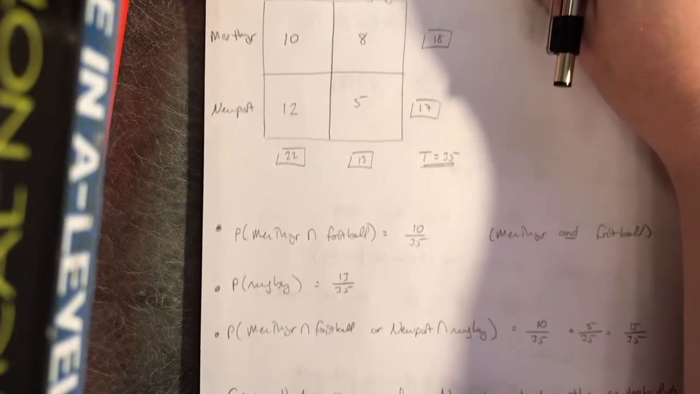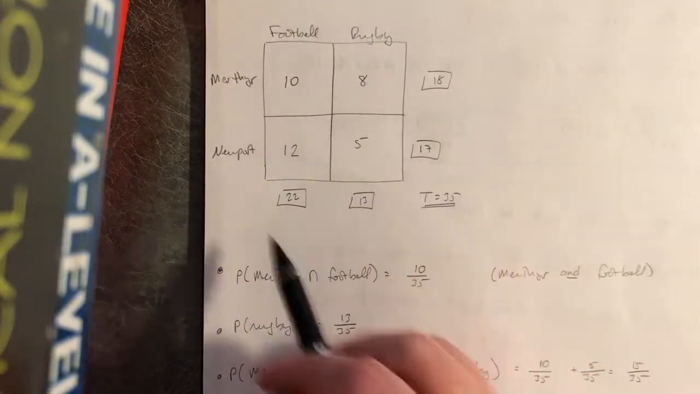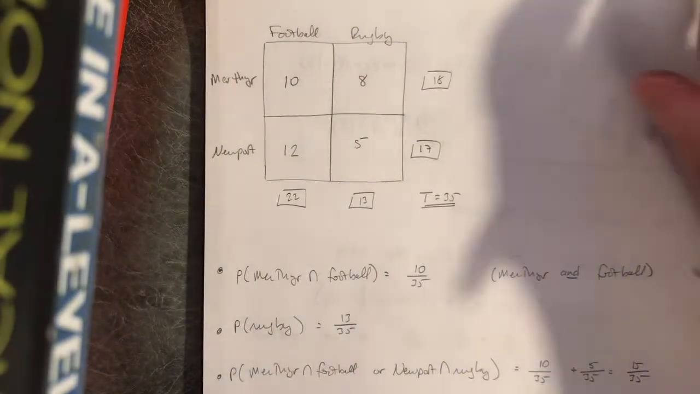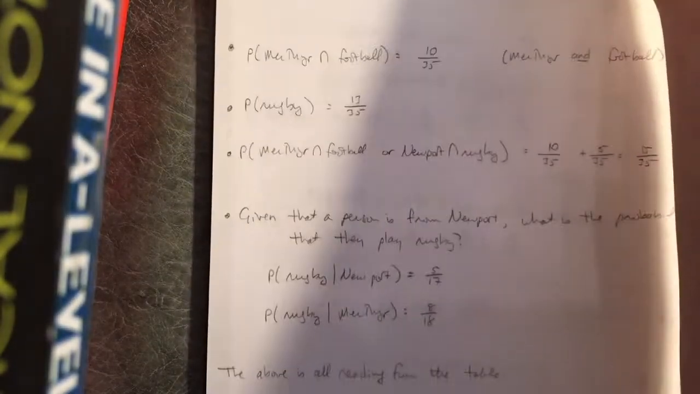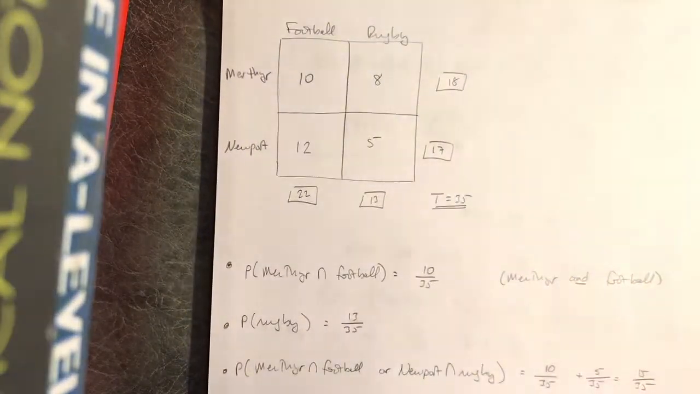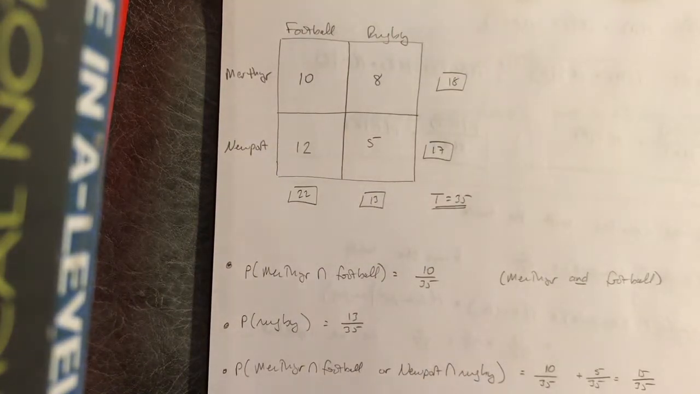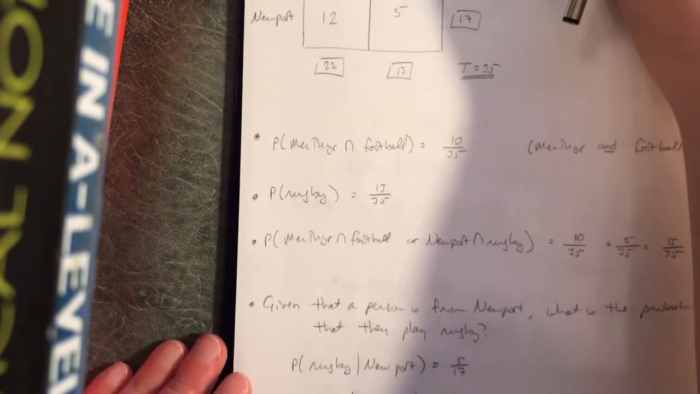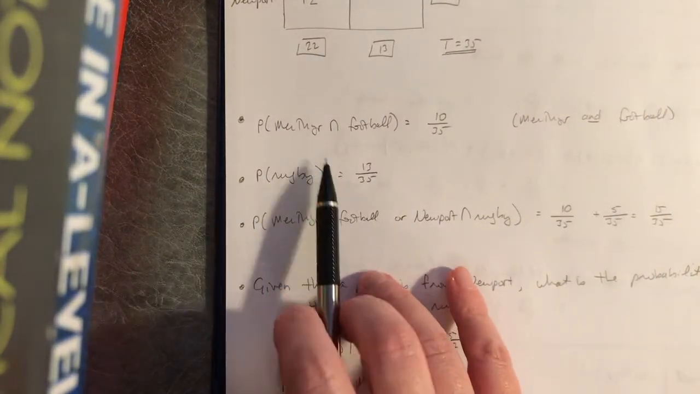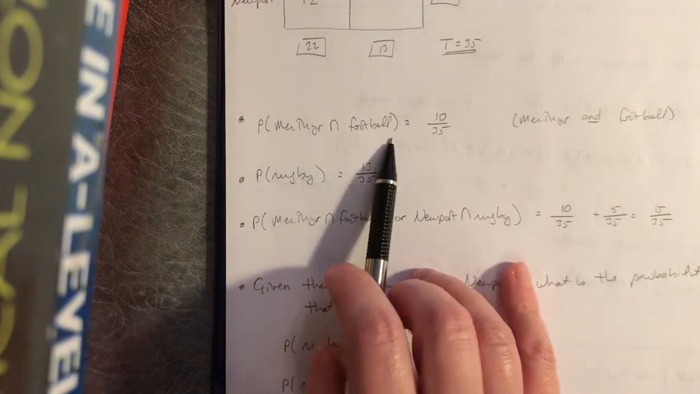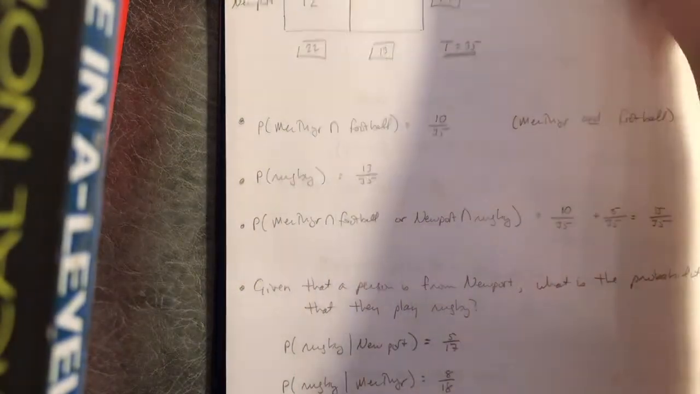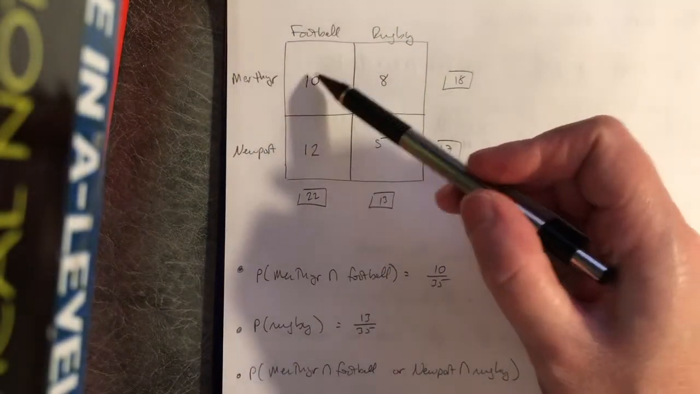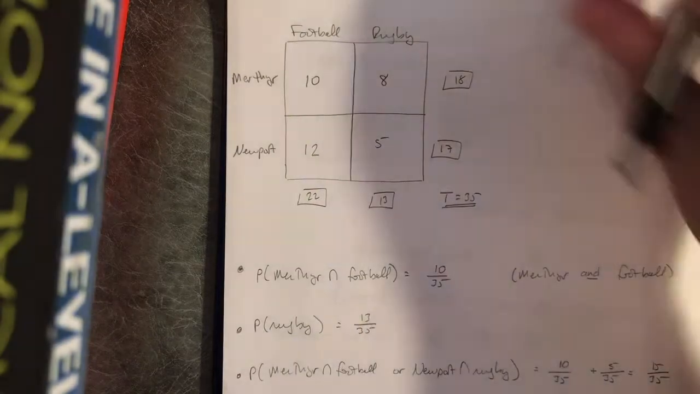Here's how you can ask some probability questions. You might want to write this down because I'm recording this on my phone and it doesn't get the whole A4 paper. So pause the video now, copy this down. Okay, so questions. I could say, what's the probability that you're from Merthyr and you play football? We answered that as we were reading the table. There's 10 people out of 35.